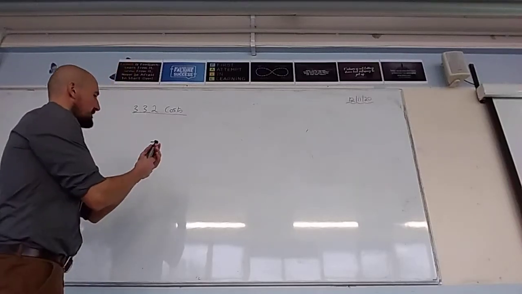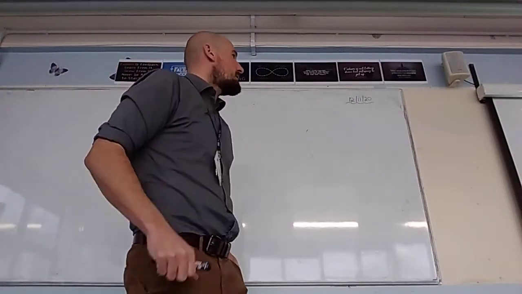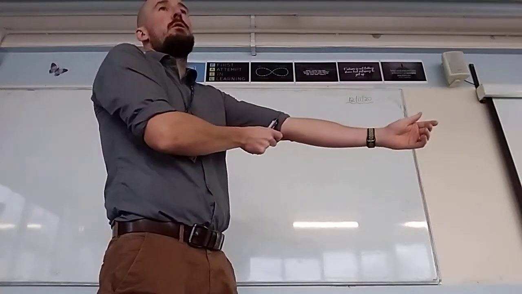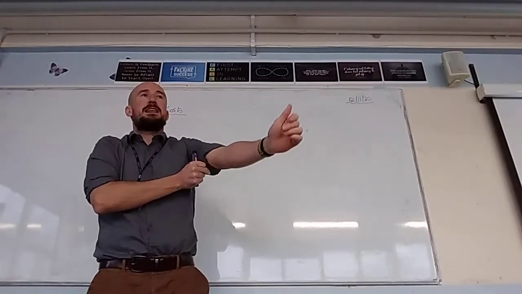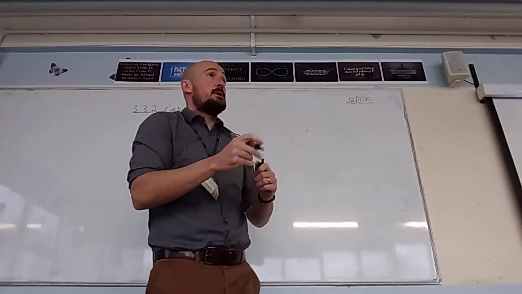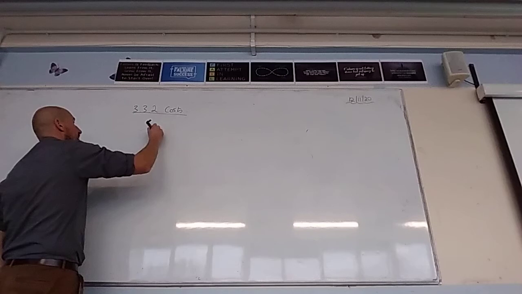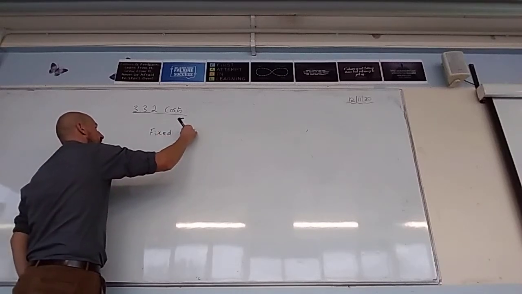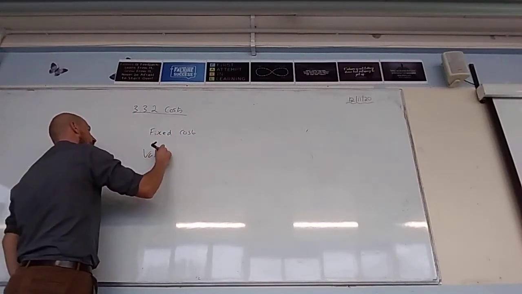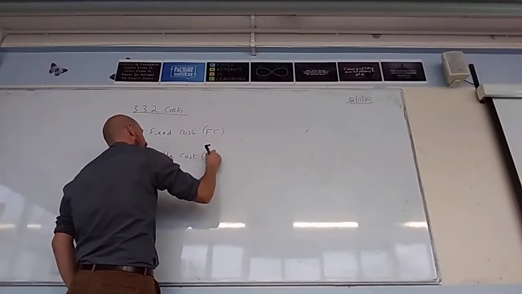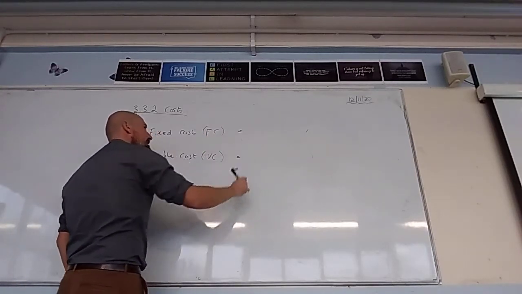Topic is 3.32, costs. We just need to go through some basics before we look at the nature of the mathematical relationships that are associated to it. So, to start off with, there is a difference between the idea of what we call a fixed cost and what we call a variable cost, which I'm going to annotate as FC and VC.